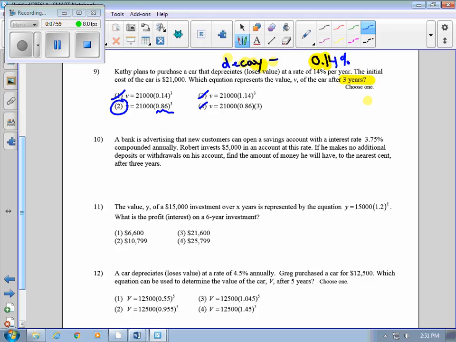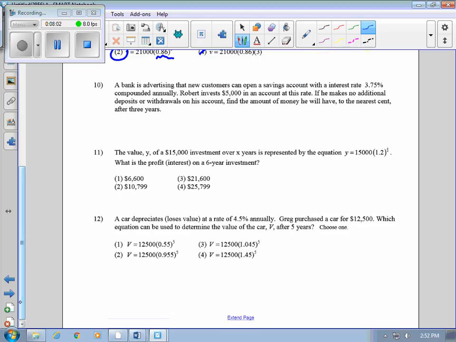Okay, number 11. The value y of a $15,000 investment over X years is represented by the equation y equals 15,000 times 1.2 to the X over 3. What is the profit or interest on a 6-year investment? So we want to plug all of this in. So we have y equals 15,000 times 1.2 to the, so it's a 6-year investment, where that X is, it's going to be 6 over 3, which is 2.